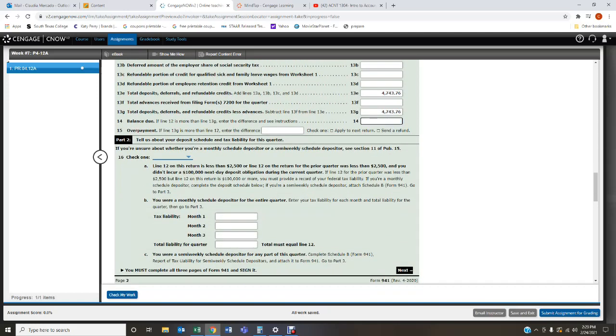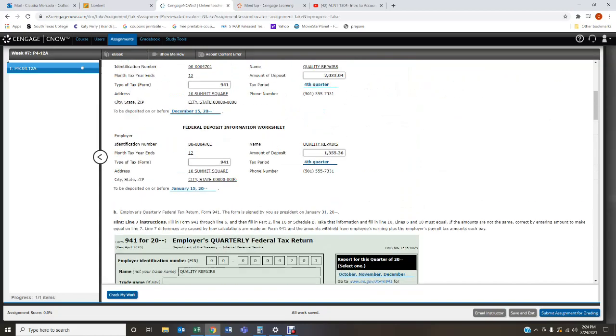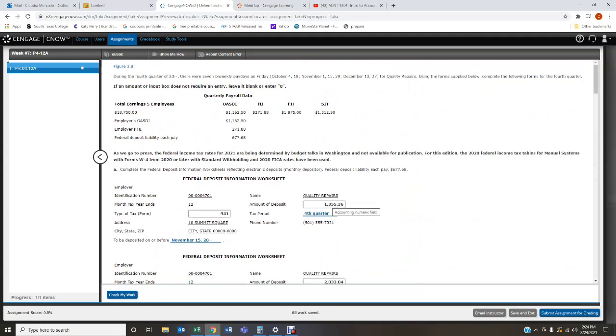Okay, so now check one. It says here line 12 in this return is less than 1200, which does not apply. We are a monthly scheduled depositor, so we're going to check B. So here you select option B, and we have to fill out option B. Now we already have all of these calculations down because these tie to our federal deposit information worksheet.